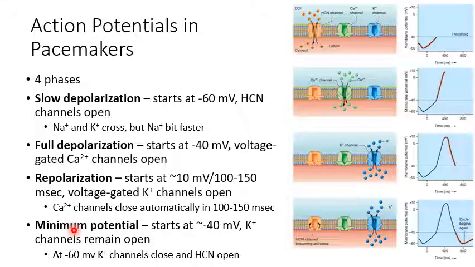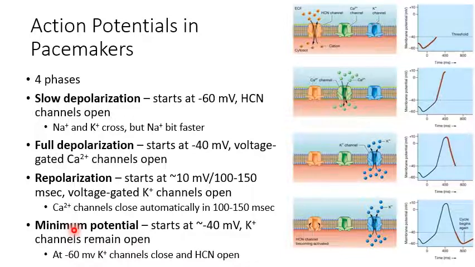Actually, these voltage-gated calcium channels are going to close in about 100 to 150 milliseconds after they open automatically, which means that you might not make it all the way up to 10 millivolts. It depends on how quickly the membrane potential is changing. No matter what, after 100 to 150 milliseconds, when the voltage-gated calcium channels automatically close, the repolarization phase will begin.